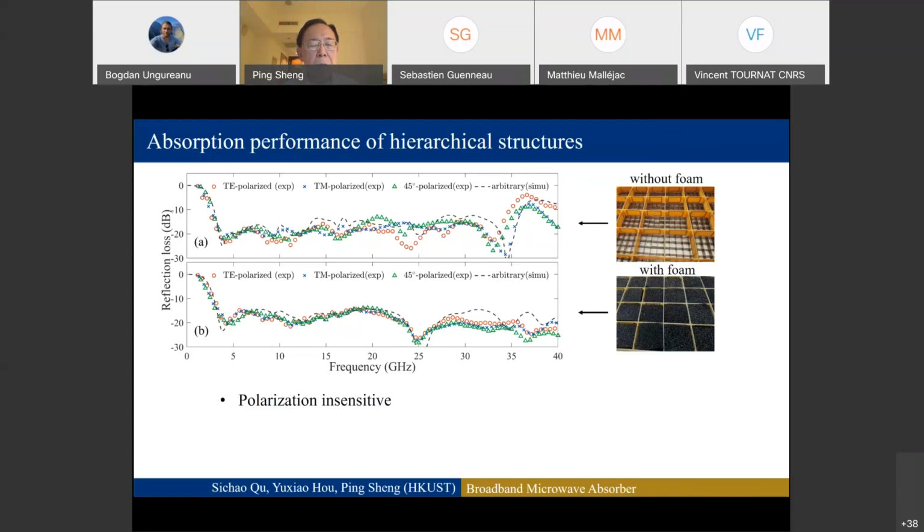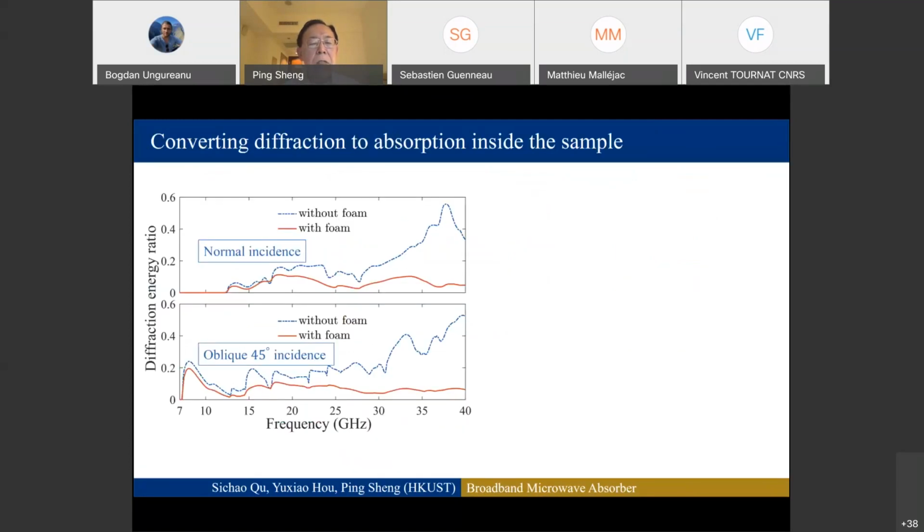It's quite polarization insensitive, and is ultra-broadband. And here I show you the diffraction energies, okay? So on the top, we show you that at the normal incidence, without the foam, you can see the fraction of the incident energy that's diffracted at a higher frequency range can be more than 50%, okay? It goes from low frequencies from 0 to 10% and up to 50%.